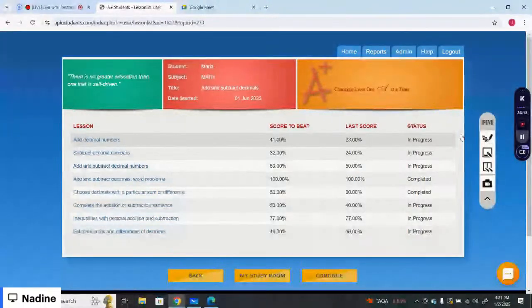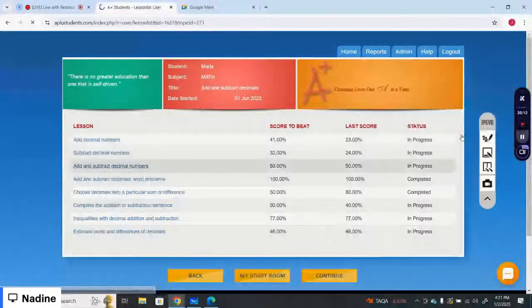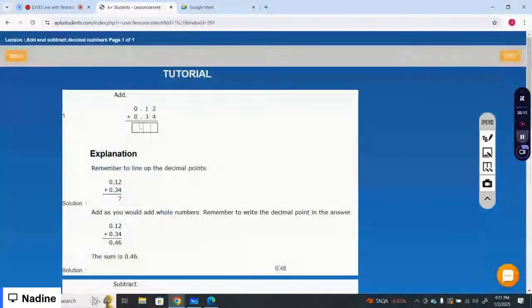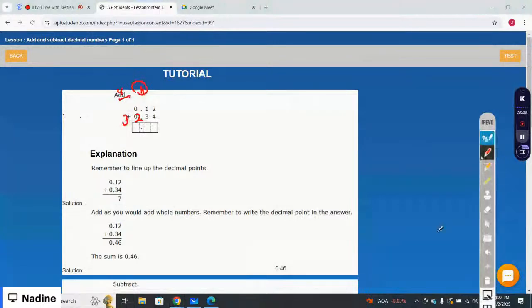The next lesson is add and subtract decimal numbers. Let's just start with the lesson. That is 0.12 plus 0.34. You need to add, so line up the decimal point and then start adding from the rightmost digit. 4 plus 2 is 6, 3 plus 1 is 4, and 0 plus 0 is 0. That is 0.46.